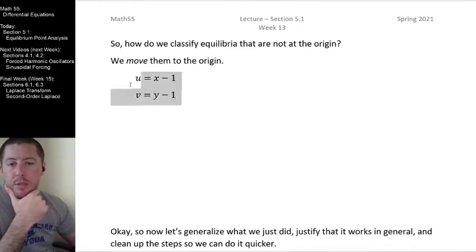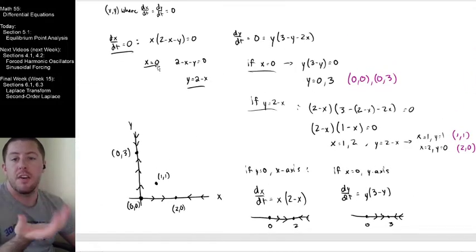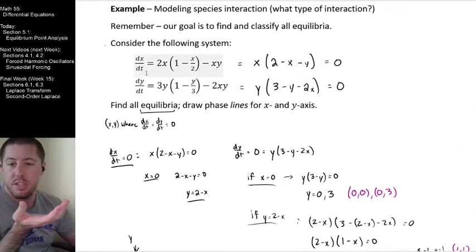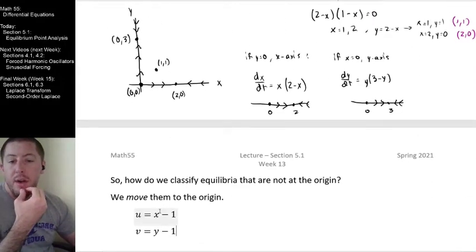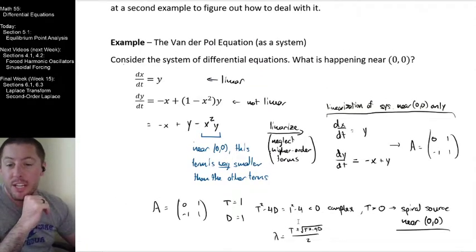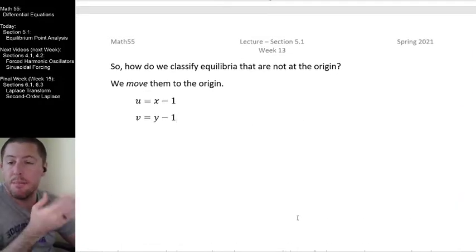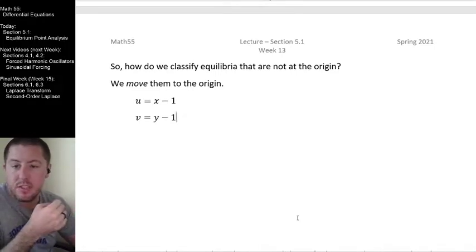So what we're going to do today is create new variables that are going to shift our entire system so that an equilibrium is at the origin. You should notice with this new system of variables, u and v, if we could rewrite our entire dx/dt and dy/dt differential equations in terms of u and v, then, for example, the equilibrium at (1, 1) for x, y means that u, v has an equilibrium at the origin. And origin equilibria we can always classify using our linearization technique. So our big idea today is: if you have an equilibrium that's not at the origin, move it to the origin, then linearize by discarding all higher order terms, and go ahead and classify the equilibrium.